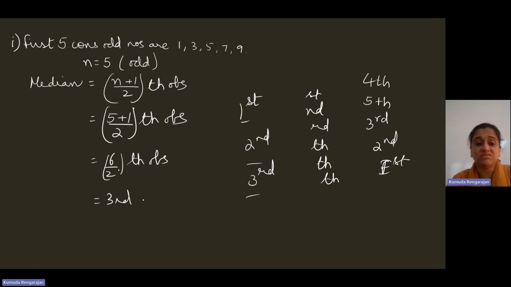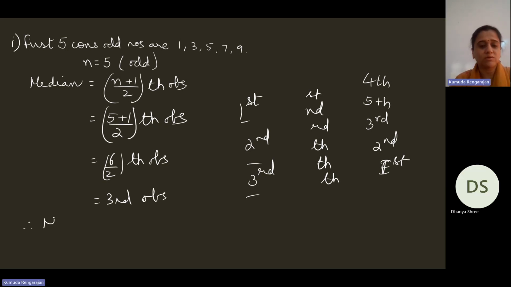So now you should change. See, 6 by 2, you should not write 3 and TH. Now you must change it. 3rd observation. And so therefore median is equal to 5. The 3rd observation is 5, so the median is 5.